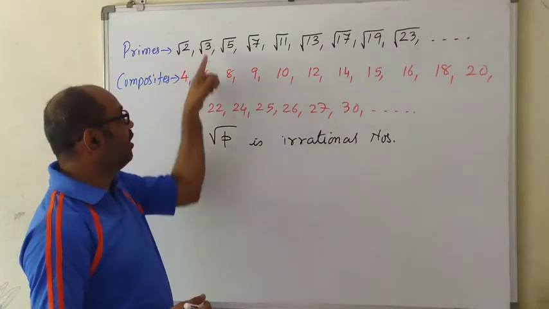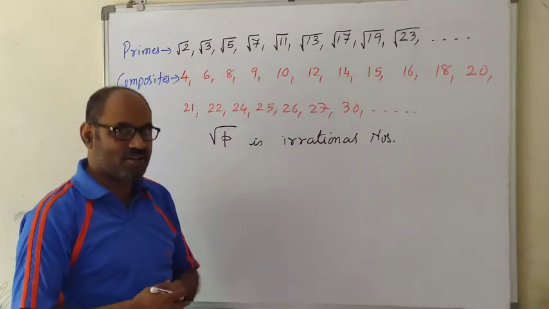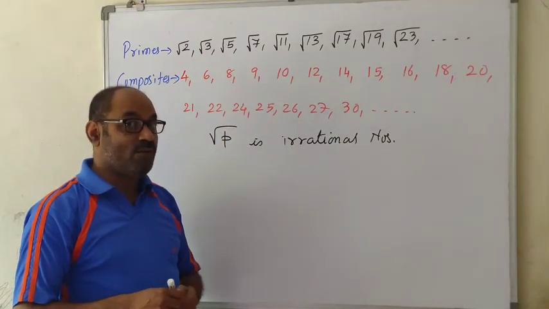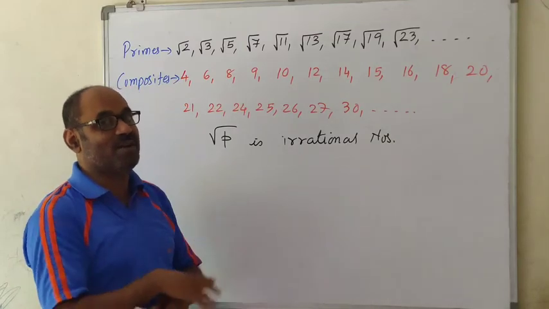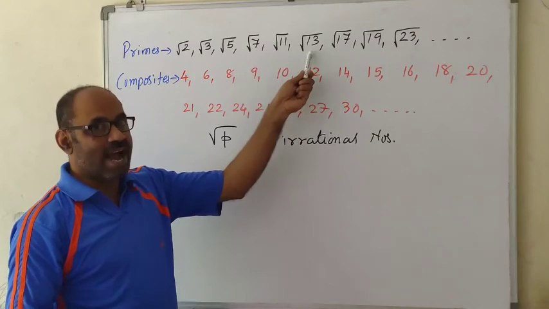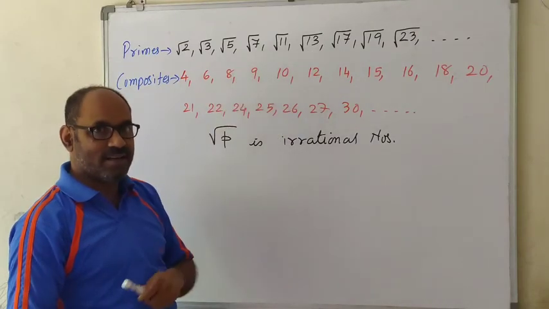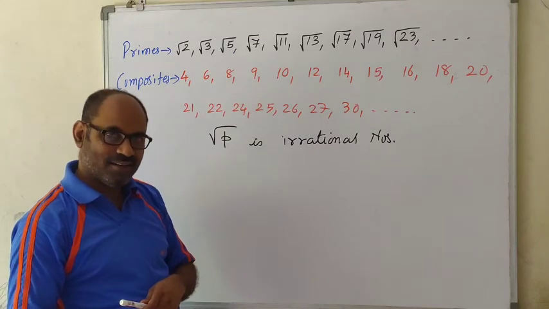Root 2 is irrational. Root 3 is irrational. Root 5 is irrational. Root 7 is irrational. And from the point of view of board examination, this question is very important. A 2 marks question can be asked. Show that root 13 is irrational. Prove that root 7 is irrational. Correct? Fine.